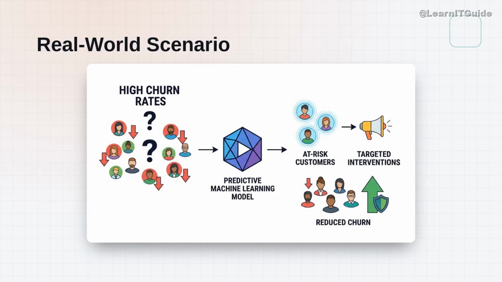Let us look at a real-world scenario. An online retail platform serving 5 million users experienced high churn rates. They had no idea who was about to leave until it was too late. By implementing a predictive machine learning model to identify at-risk customers, the marketing team could target interventions 48 hours before churn occurred. The result? A 12% reduction in customer churn. That is millions in annual revenue saved just by using a simple predictive model.